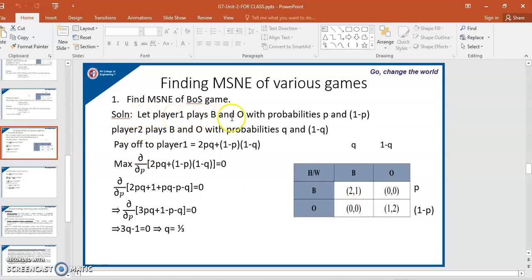Let player 1 play B and O with the probabilities P and 1 minus P, and player 2 attaches the probabilities Q and 1 minus Q. The payoff to player 1 will be 2 into P into Q plus 1 into 1 minus Q into 1 minus P, and player 1 wants to maximize his payoff. So, take the partial derivative with respect to P, which is the probability of player 1, and equate to 0. By doing that we get Q equals 1 by 3.